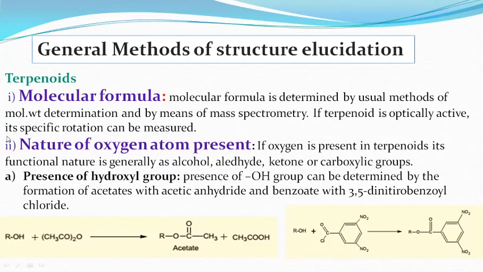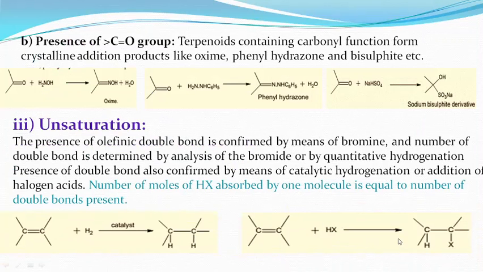Presence of hydroxyl group. If the oxygen atom is present in the form of hydroxyl groups, they can be determined by the reaction with acetic anhydride forming acetates and with 3,5-dinitrobenzoyl chloride yielding the derivative. If the oxygen is present in the form of carbonyl group, then it is reacted with hydroxylamine yielding oxime, or phenylhydrazine giving phenylhydrazone, or sodium bisulfite giving sodium bisulfite derivative.